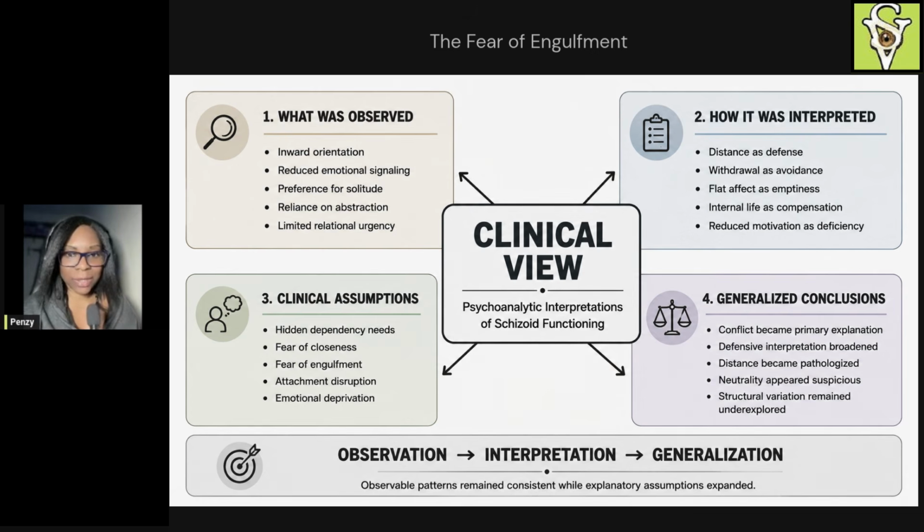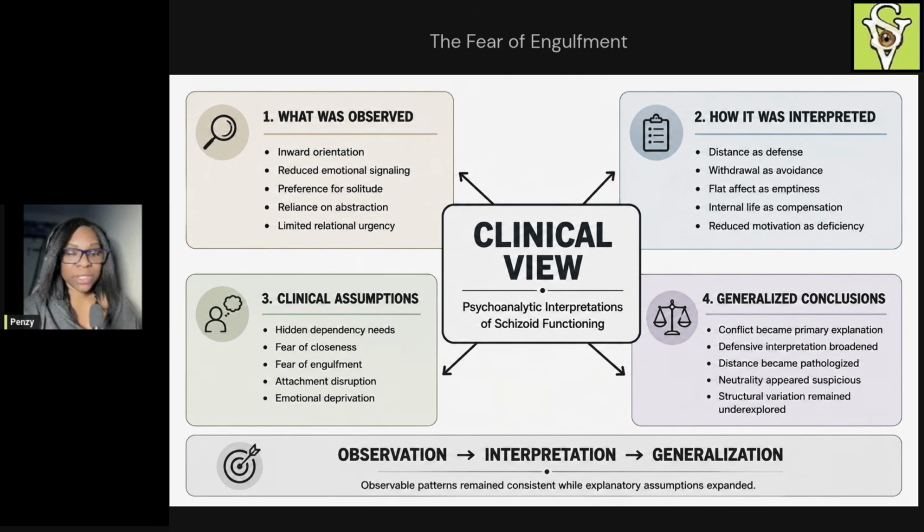In this video, I'm going to be talking about the fear of engulfment. We'll be looking at it through the clinical lens and then also looking at it through the schizoid functioning lens. Clinical interpretation and observable behavior are not always the same thing. This video aims to separate what clinicians accurately observed from the explanations that were attached to those observations.